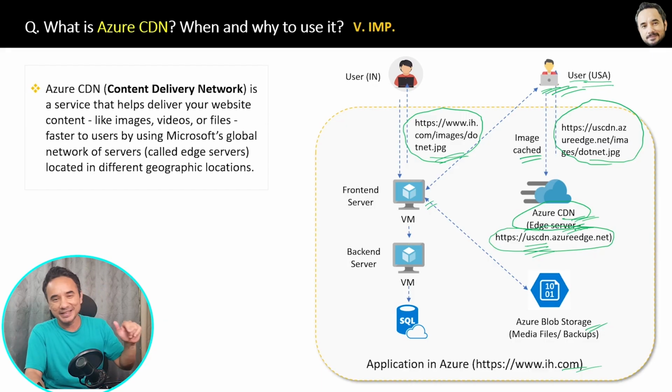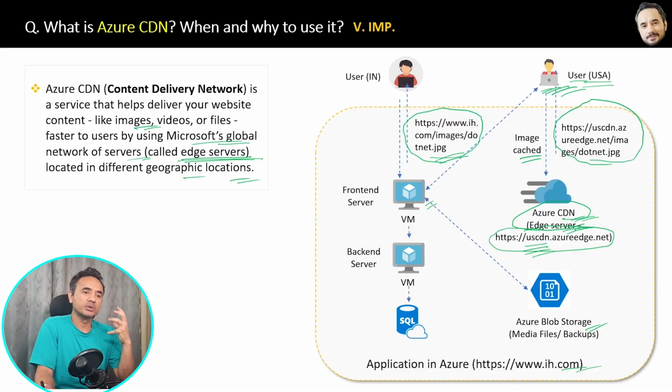Okay. Finally, here is the simple and easy to remember definition. Azure CDN is a service that helps you deliver your website content like images, videos, files faster to users by using Microsoft's global network of servers called Edge servers, located in different geographical locations. Wherever you think that, okay, apart from India I will get traffic from USA or UK, as per your requirement, you can set up an Edge server in USA, in UK, in Europe, wherever.